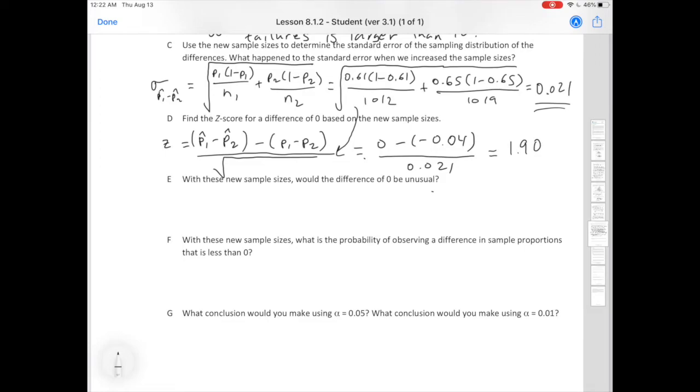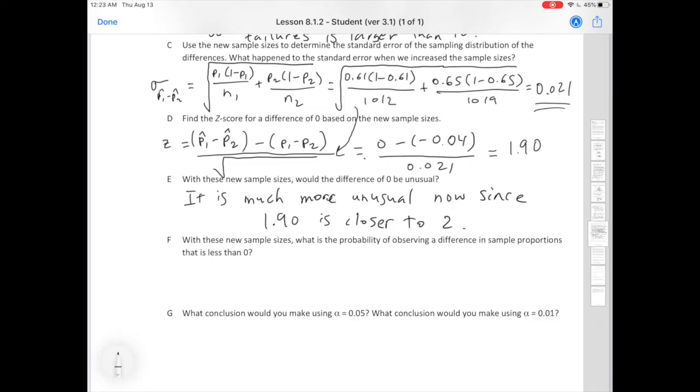With these new sample sizes, would the difference of 0 be unusual? What do you guys think? So it is almost 2 standard deviations, so I would say it's pretty unusual. It's not completely unusual because usually we say that if it's above 2 standard deviations, it's unusual, but this is really close, right? So I'll say it is much more unusual now, since 1.90 is close to 2. Closer to 2, I should say.